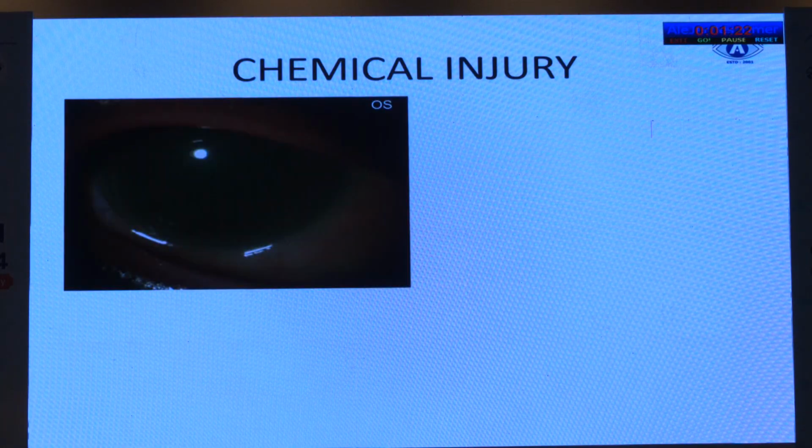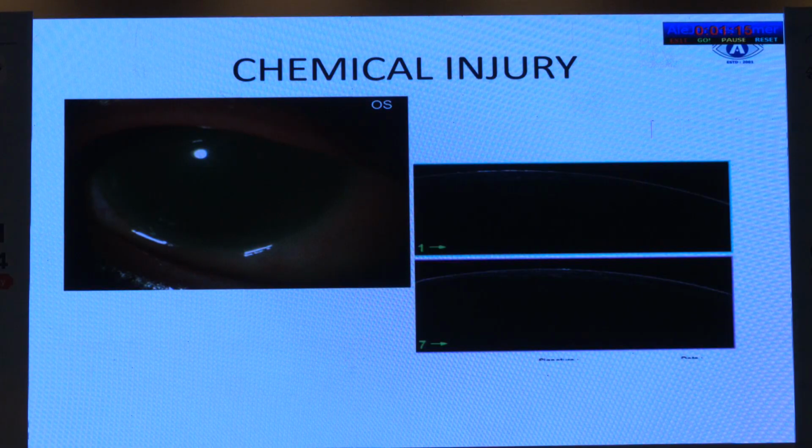This is a case of chemical injury where there was an acid fall in a 12-year-old boy. What we could see was not much stromal haze, but there was complete loss of epithelium and 360 degrees limbal ischemia. Primary repair with AMG and tarsorrhaphy with BCL was done.